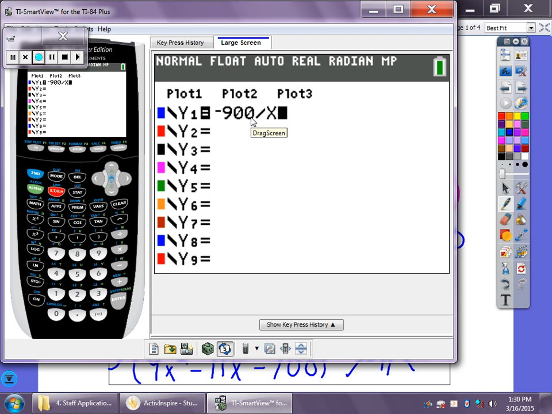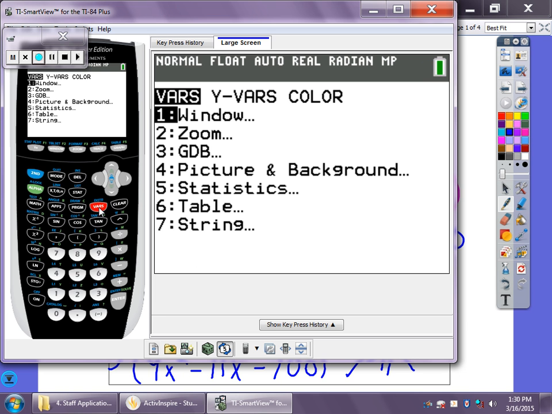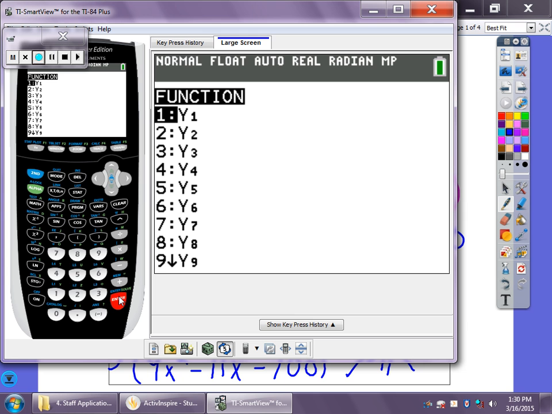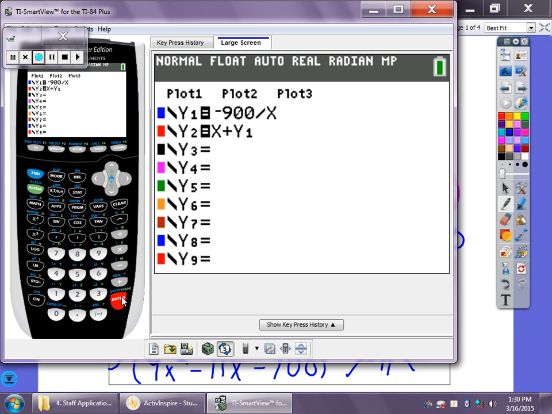And the way I do that is my x and my answer to y1. So I'm going to put x, and I want my answer y1. Now y is a variable, so I'm going to hit the vars button, which is for variables. I want y, so over to y variables. It's a function, and I want y1. So as it searches each of these x's, it's then going to add it to the answer to this problem to give me my sum.